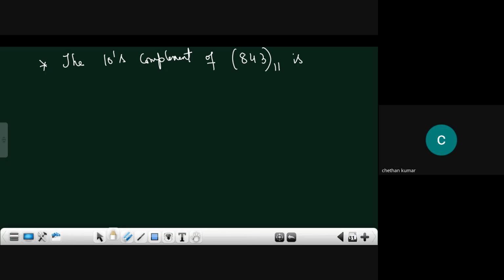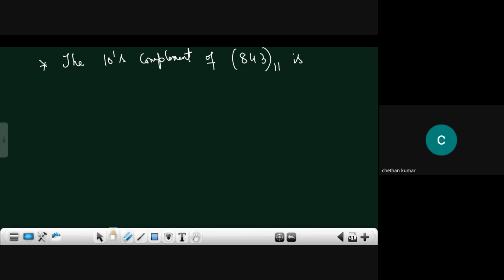Correct. So how to solve this problem? What does the 10's complement mean? R power n minus 1, minus N. In a simple way, the 1's complement means converting ones to zeros. Let's say 9's complement means each digit will be subtracted by 9. You'll get the 9's complement. To get the 10's complement, add 1.